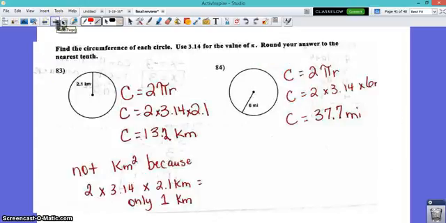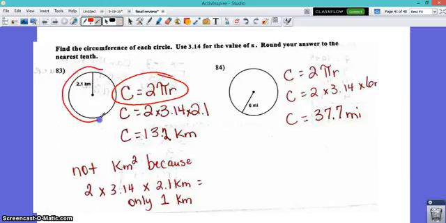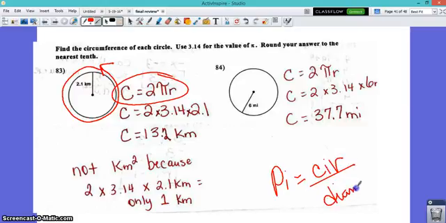83, 84. This is circumference. Okay, so if you were trying to figure out how far around that is, you would take 2 times pi r. And that's just because, remember, what is pi? Pi is circumference divided by diameter. And so that's why you have that right there. See, it makes perfect sense now.